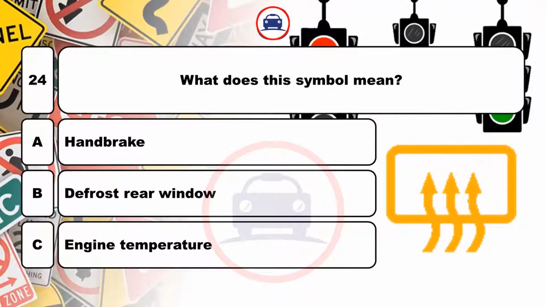What does this symbol mean? A. Handbrake. B. Defrost rear window. C. Engine temperature. Correct answer B. Defrost rear window.